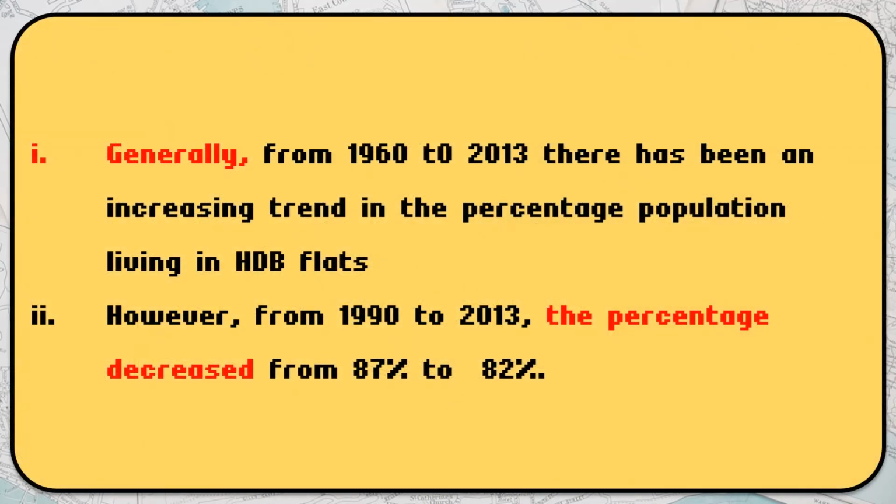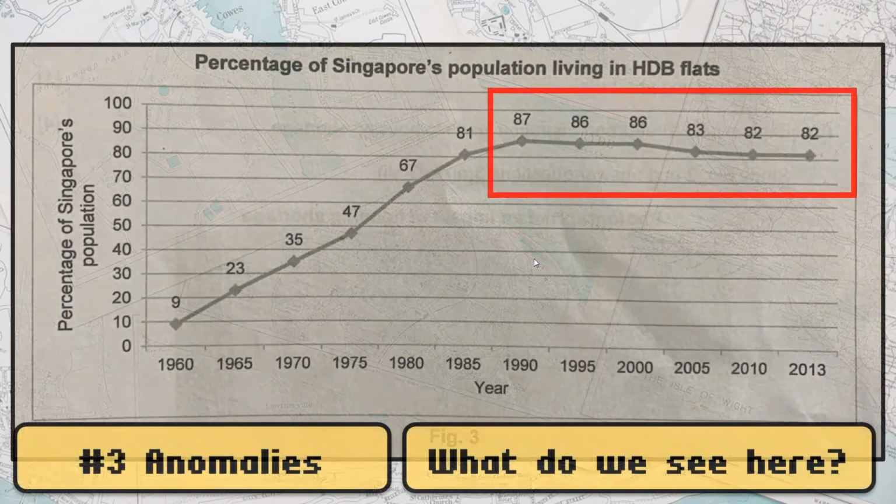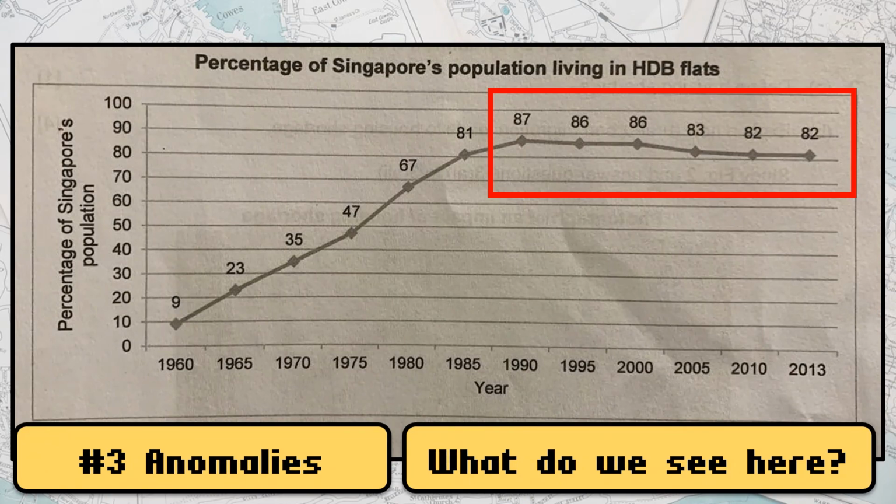So your answer would sound something like this. Remember, you have to quote data from the figure. Generally, from 1960 to 2013, there has been an increasing trend in the percentage of the population of Singaporeans living in HDB flats. However, from 1990 to 2013, the percentage decreased from 87 to 82%. For the general part, if you want to further improve your answer, give me data. So what do I mean by giving me data? You'll tell me in 1960 it was 9%, but in 2013 it was 82%.